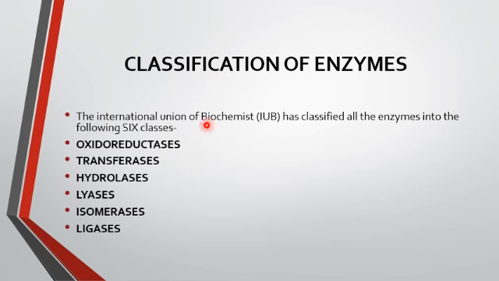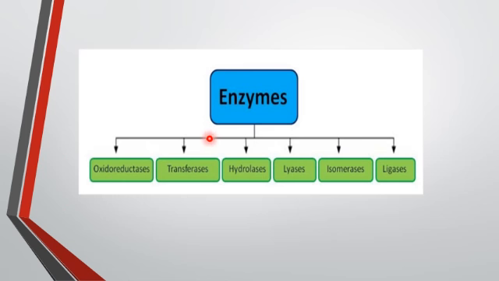The International Union of Biochemists, that is IUB, has classified all the enzymes into the following 6 classes depending upon their physiological activity: oxidoreductases, transferases, hydrolases, lyases, isomerases, and ligases. So this is the flow chart of the classification of enzymes: oxidoreductase, transferase, hydrolase, lyase, isomerase, and ligase.